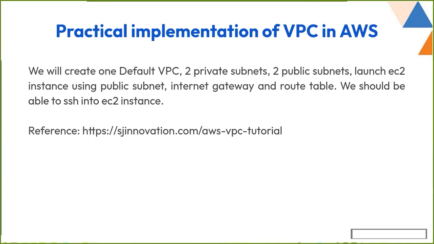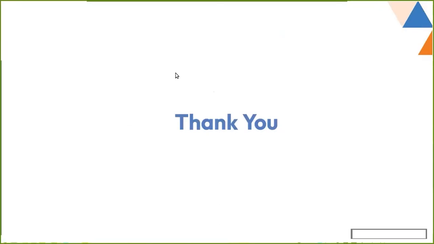Then we will launch one EC2 instance, and we will check whether we are able to SSH into that instance or not. Then I will show you the role of the internet gateway in these VPCs and the route tables also. After configuring everything, we should be able to SSH into the instance. So let's begin with the practical implementation.